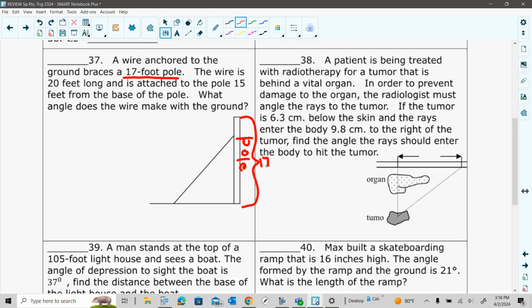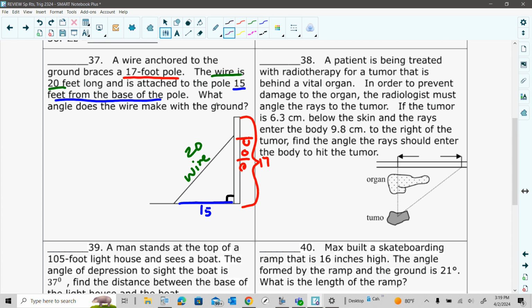So the wire is 20 feet long and it attaches to the pole, and it is 15 feet from the base of the pole. So we started with the wire. This is our wire, so that's our 20. The goal is to get to a right triangle. So that's the hypotenuse. And then it says it's 15 feet from the base of the pole, that would be here in the horizontal. They want us to find the angle.